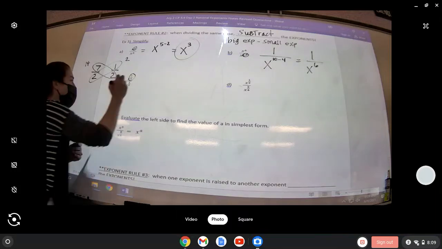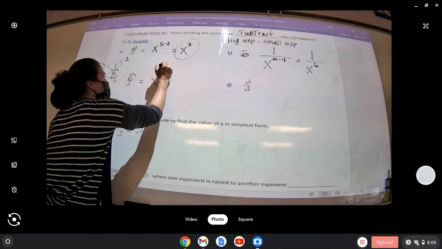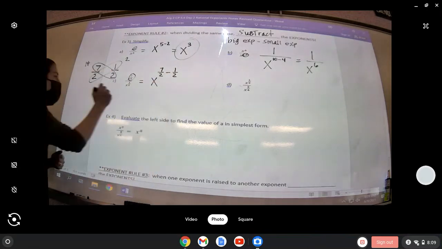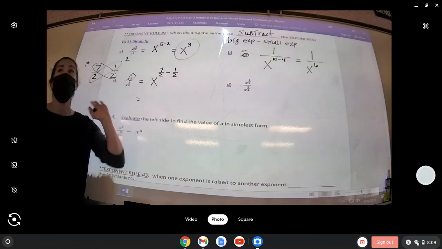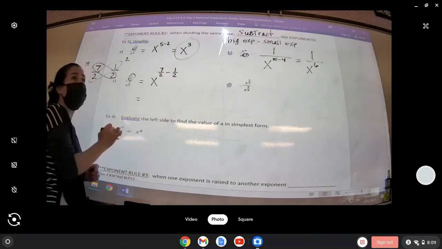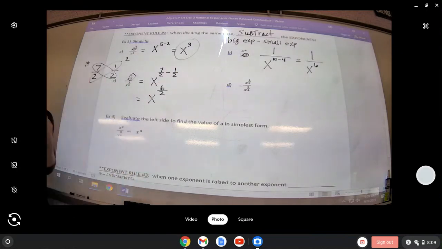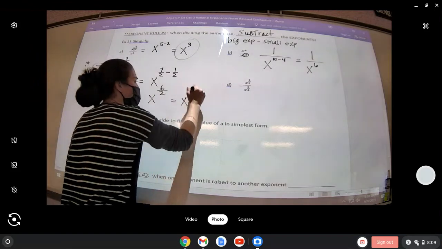So we know it's going to go back to the top, and it's going to become x to the whatever 7 halves minus 1 half is, and it's back on the top. Well, guys, lucky for us, they already have a common denominator. So 7 minus 1 is 6. So this becomes x to the 6 over 2. And then always reduce your fraction if you can. This becomes x to the third.